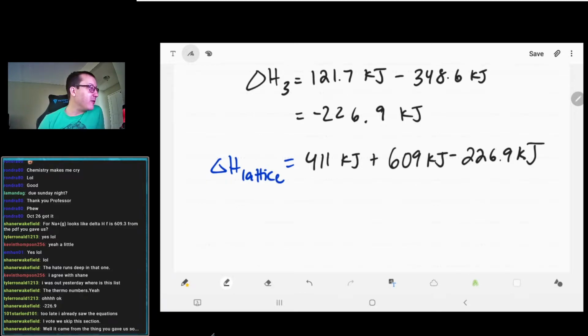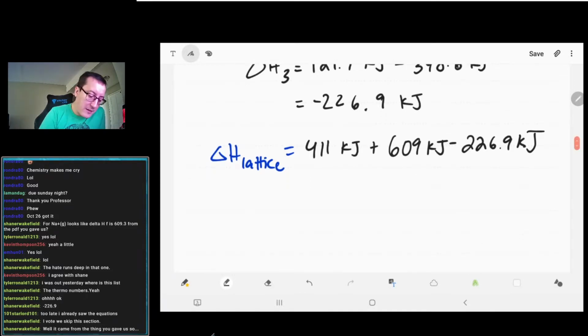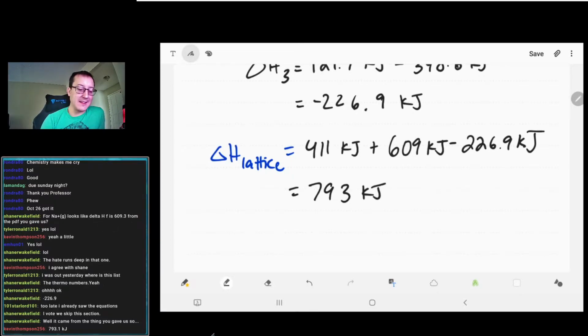Yeah, right. I know. Wouldn't that be awful? No, I was thinking this needs to be exothermic for some reason, and that's why I'm like, this doesn't make sense, but it's of course endothermic. How silly of me. Alrighty, so 411 plus 609 minus 226.9. Lo and behold, we get 793 kilojoules, thereabouts. Okay, so that is the energy that it takes to break apart. Yeah, 17.1, but sig fig wise, it looks like we're going to just round that off.